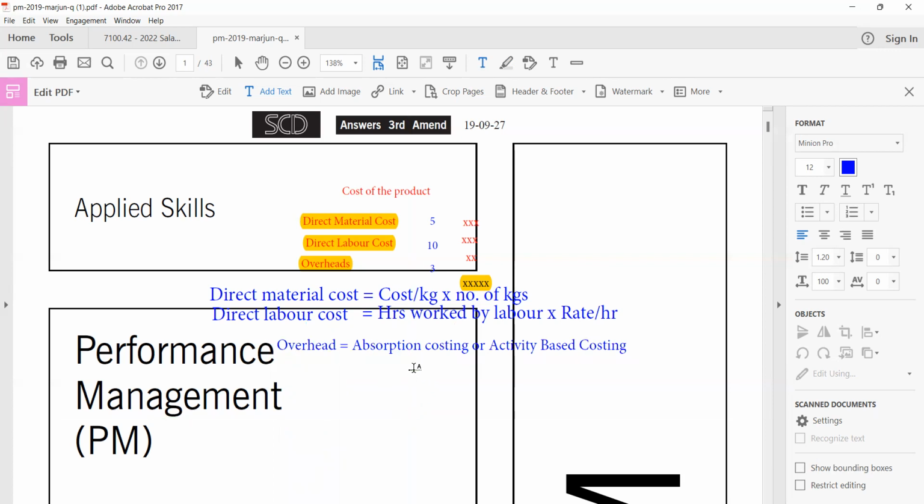So that is what we have gone through so far. I showed you how to determine the valuation of overhead cost using absorption costing. Michael, how do you determine the valuation of overhead cost using activity-based costing?